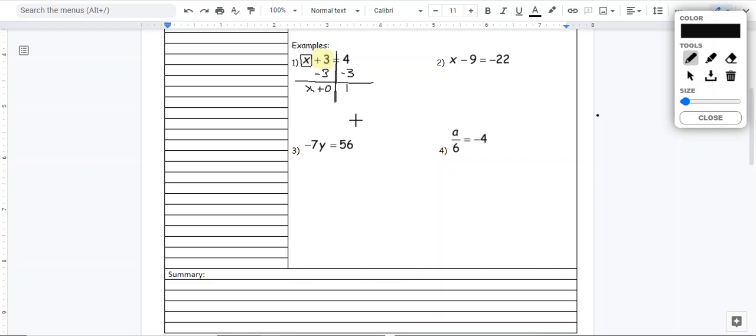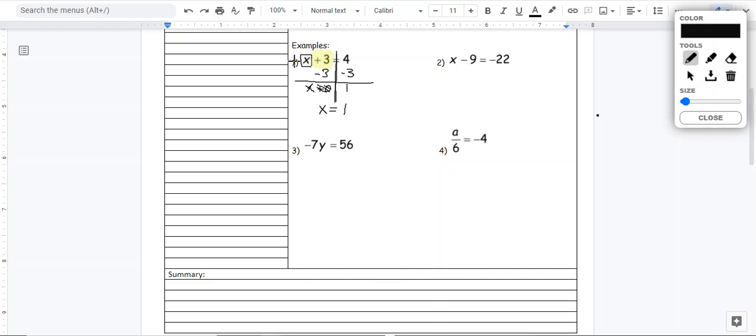Now, do we have to write a plus 0? No, it's unnecessary. We don't write plus 0 because it's just the same as the thing itself. So we're just going to cancel, and we don't need to write that. Instead, we just write the x by itself, bring down our equal sign. x is equal to 1.